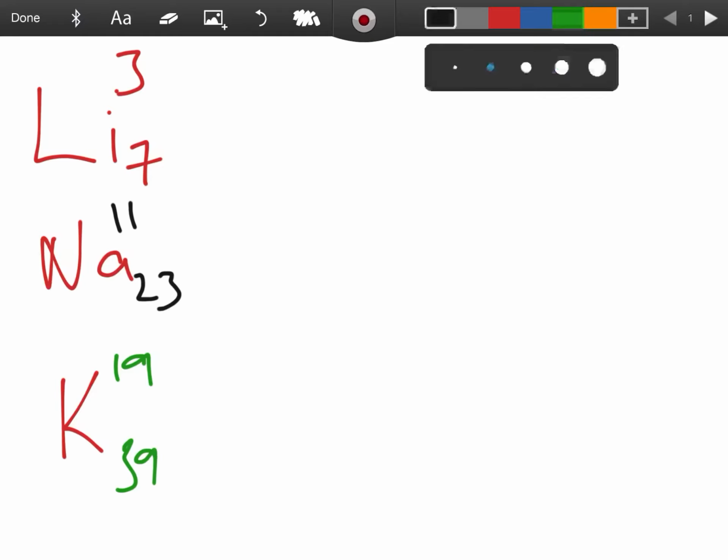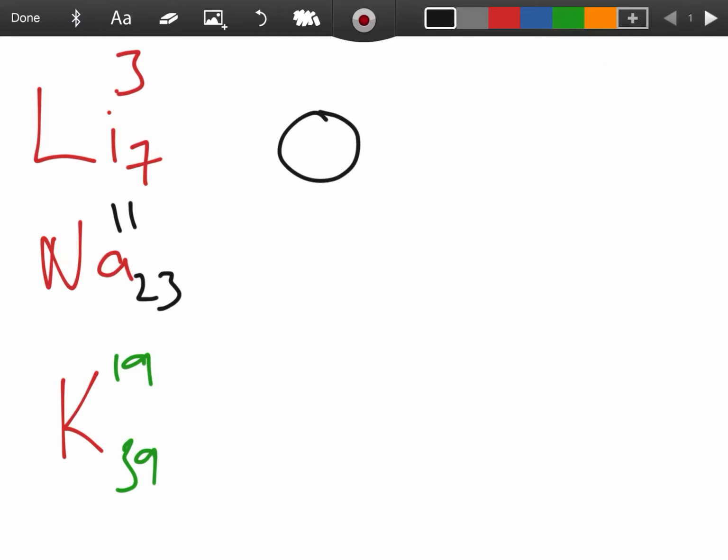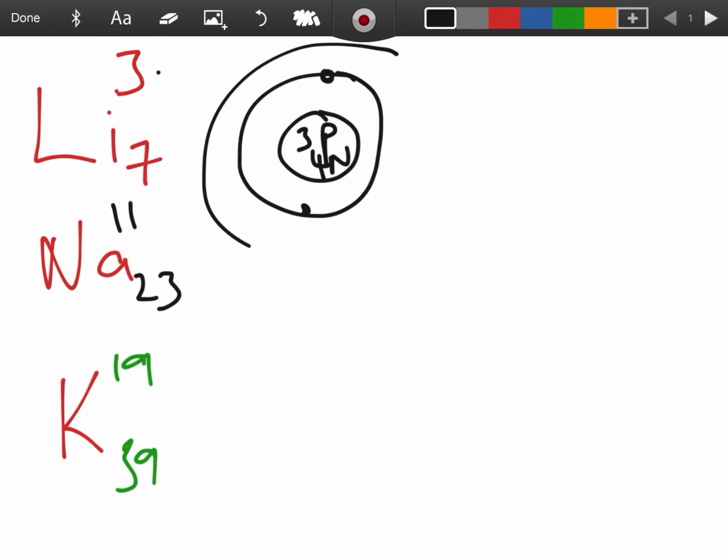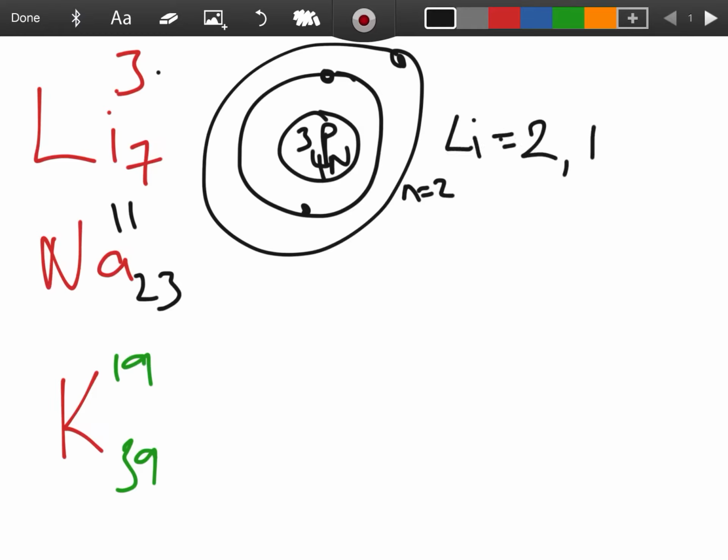Now, I'm just going to really quickly draw lithium here for a second. So you can see in the nucleus, you're going to put 3 protons, because 3 is the atomic number, 4 neutrons. Now, the neutrons aren't going to affect it really, remember, because they're not charged. In the first shell, I can put in 2 electrons, remember, and then in the next, n equals 2, I can put in another electron. So the configuration there for lithium then would be Li equals 2,1, okay? I'm not going to draw sodium, but you can draw sodium yourselves, okay?